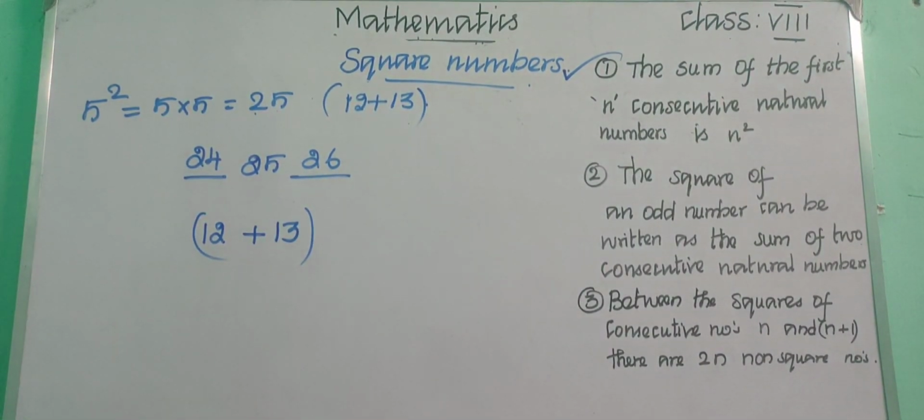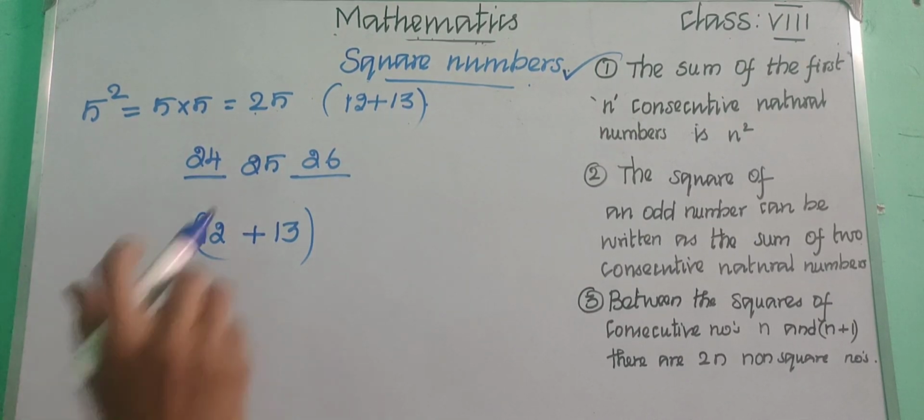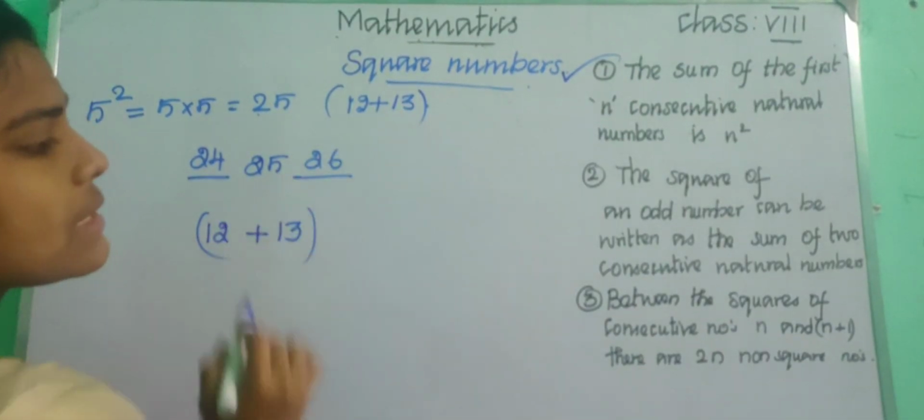So what does consecutive mean? தொடர்ச்சியா இல்லனா வரிசையா வந்தா நம்ம consecutive னு சொல்லுவோம். அப்படிதானே children? So that we can write 12 plus 13.